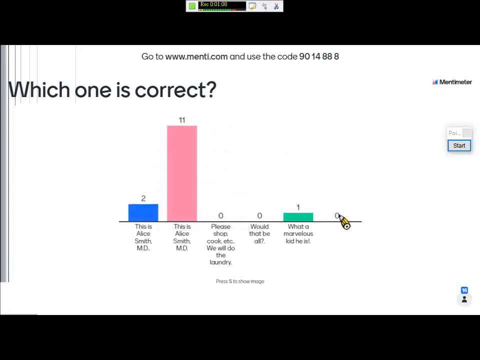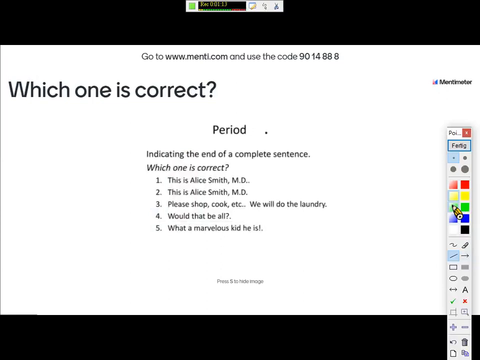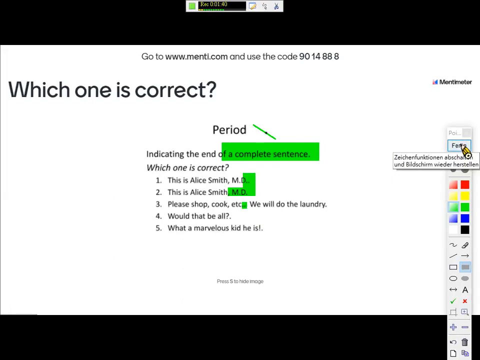This is Alice Smith, MD. And remember, it's very important to keep in mind, a period indicates the end of a complete sentence, right? And the MD, medical doctor, with a period after D. We don't use double periods over there, just like this one, etc. If the etc. period is the end of the sentence, then one period is enough. We don't use double periods, okay? So the answer is number 2.